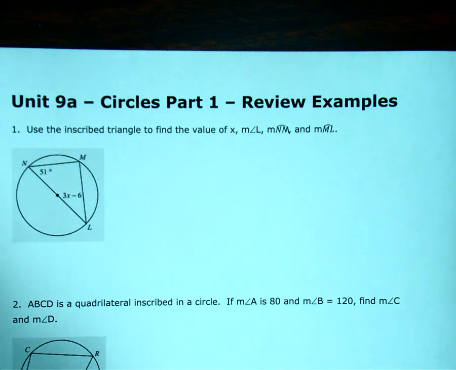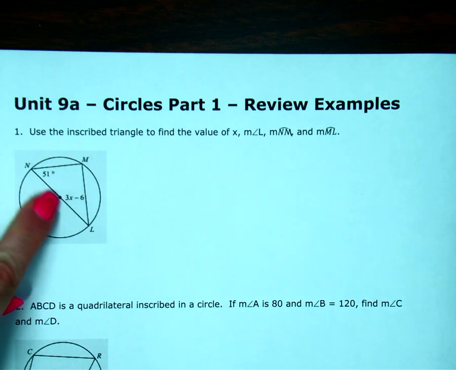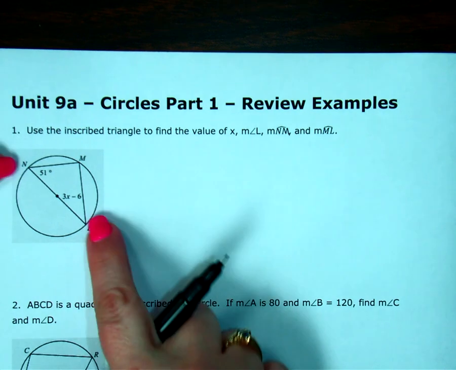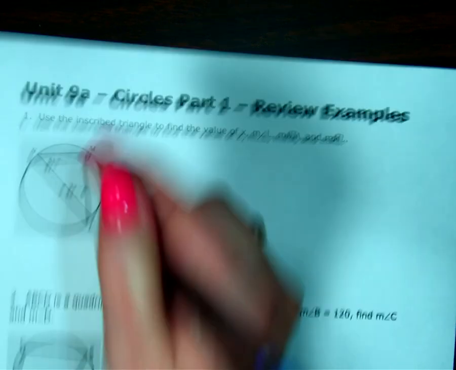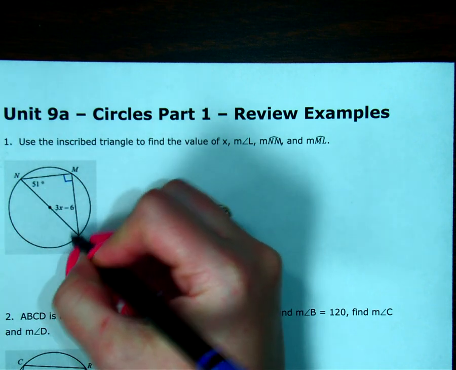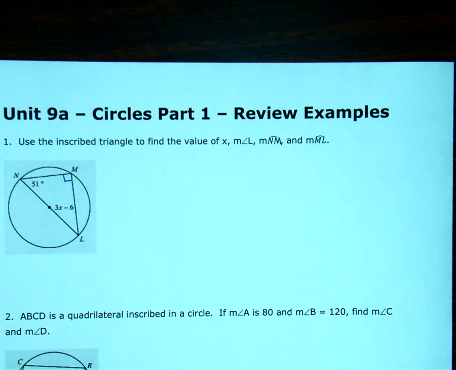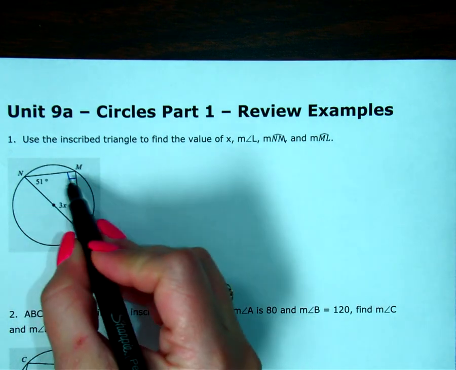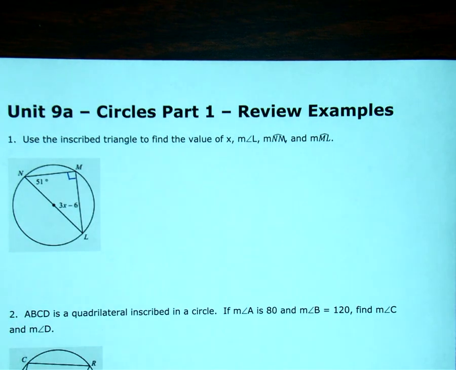Okay. All right, so the first thing I notice is that my inscribed triangle does include a diameter. So that means there's 180 degrees on this side. So this inscribed angle is half of that 180. So I know anytime the triangle includes a diameter, this side across from that is going to be a 90-degree angle.